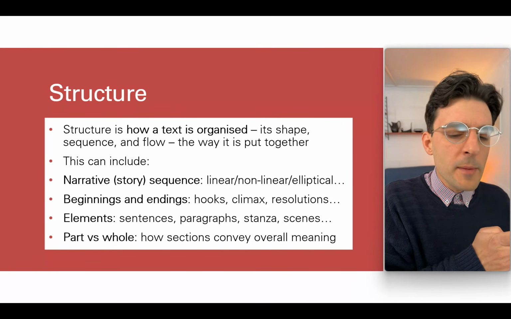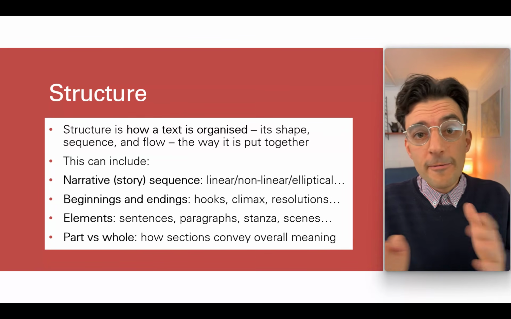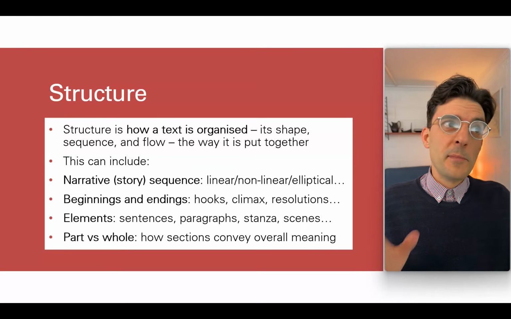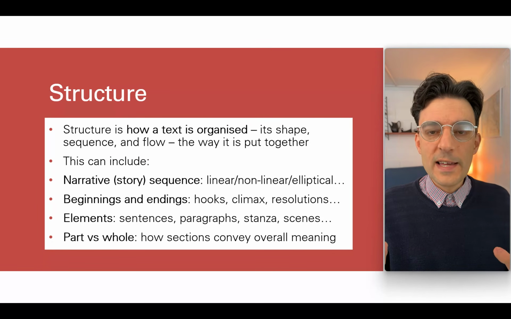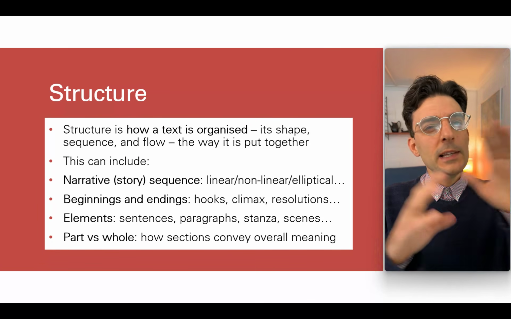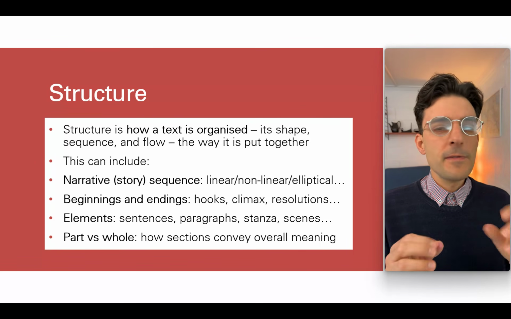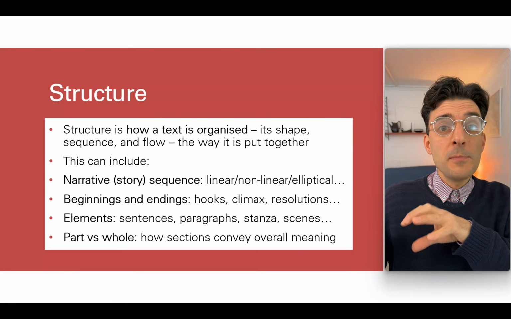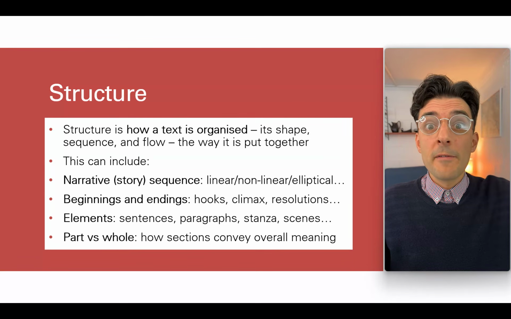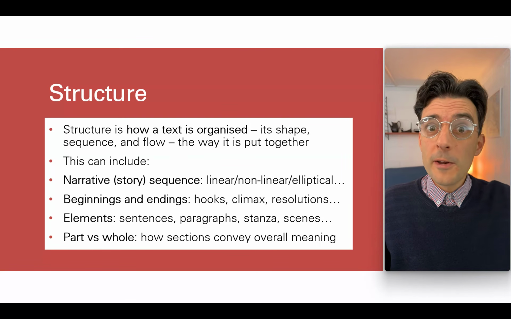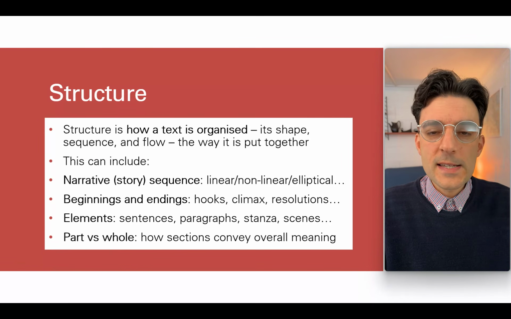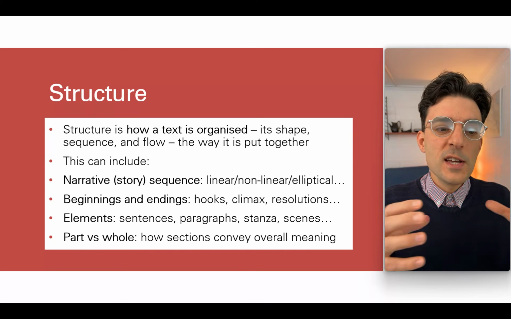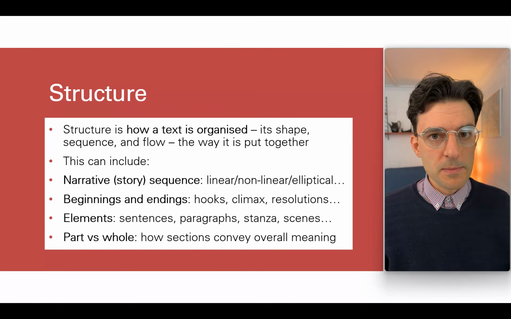So, is a story being told in a straight line, linear fashion, beginning, middle, end? Is it non-linear, beginning, middle, end, but not necessarily in that order? Or is it an elliptical narrative, a narrative that moves around a little bit? Maybe it adopts one character's perspective and then switches to another character's perspective to give their point of view of a similar event. So, thinking about how the narrative has been constructed, sequenced, how the story has been put together.